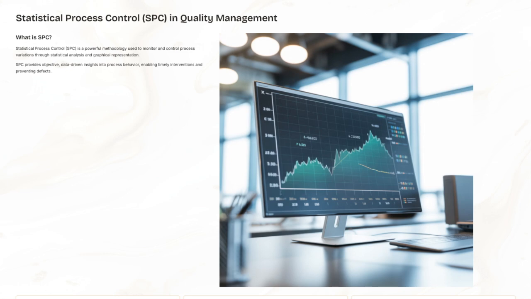rather than reactively. Overall, SPC provides us with objective, data-driven insights into how our processes are performing. This not only helps us make informed decisions, but also empowers us to intervene at the right moments, ultimately preventing defects before they occur. In essence, statistical process control is a powerful methodology that combines statistical analysis with visual tools to monitor and control variations. This way, we ensure our processes stay stable and capable, aligning perfectly with our goal of maintaining high-quality standards.